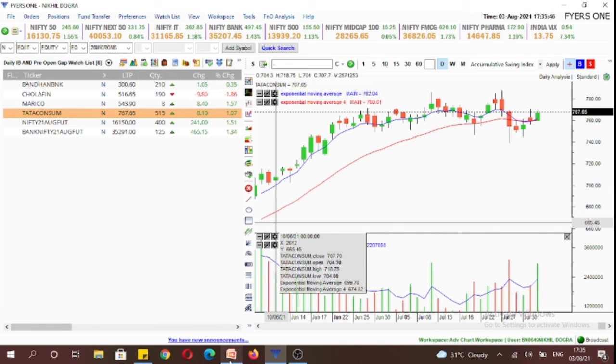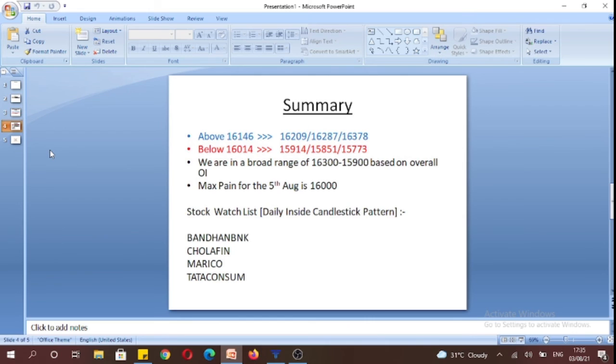And before ending this video, I'd like to summarize that above 16,146 levels, we can potentially trade towards 16,287 levels, and below 16,014 levels, we can potentially trade towards 15,914 levels. And broadly speaking, we are in a range of 16,300 to 15,900 based on overall open interest data. And the max pain for this weekly series has shifted upwards to 16,000. So if the market was to expire at 16,000 on 5th August, in that scenario, call and put option writers of the 16,000 strike would be making profits. And we have already discussed our stock watch list: Bandhan Bank, Cholafin, Marico, and Tata Consumer Products. These are inside candlestick pattern stocks on the daily time frame.